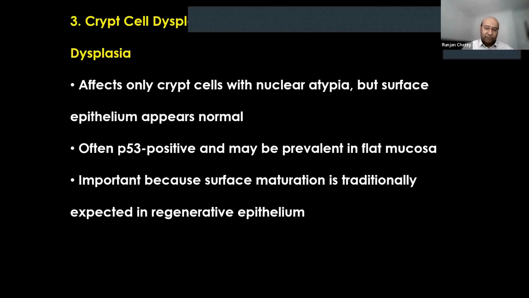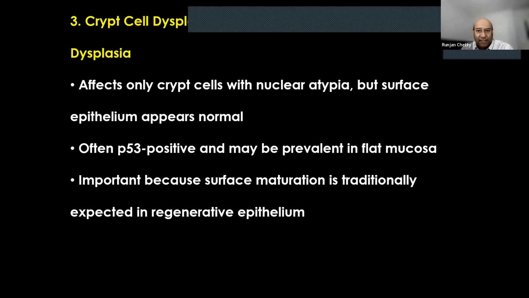So what's happening at the bottom, despite the surface looking fine and dandy, is important now. You can't ignore the basal crypt changes in Barrett's esophagus as well as in IBD. And here the crypt cells have nuclear atypia, but the surface appears normal, as is implied by the terminology. In these scenarios, I always use P53, and P53 has come to the rescue lots of times.